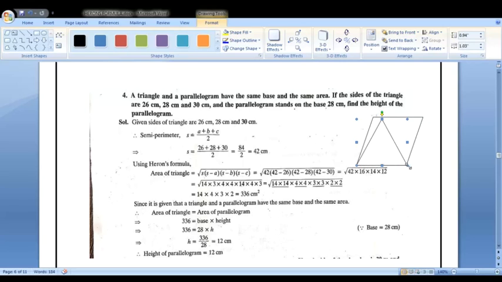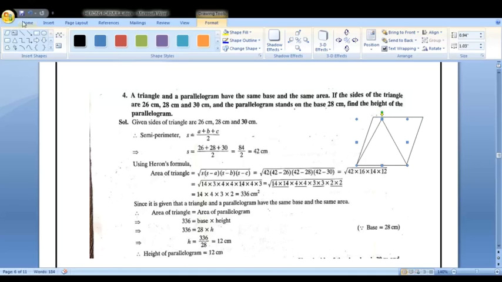Are you seeing what condition he has given? A triangle and a parallelogram have the same base, so they are sharing the same base, and the same area. There are two hints. All three sides of the triangle are given: 26, 28, 30, and the parallelogram stands on the base 28. See how smartly he has given it? The base of the parallelogram is 28. It means this side of the triangle is nothing but the base of the parallelogram, so this side is 28. Find the height of the parallelogram. We have to find the height of the parallelogram.